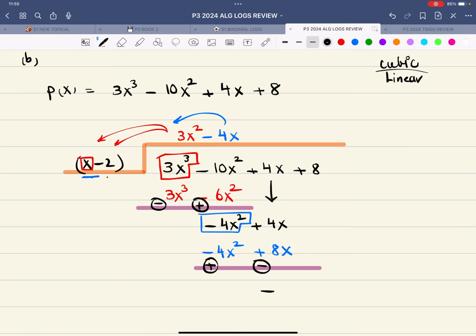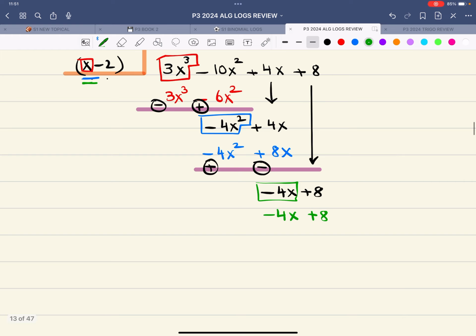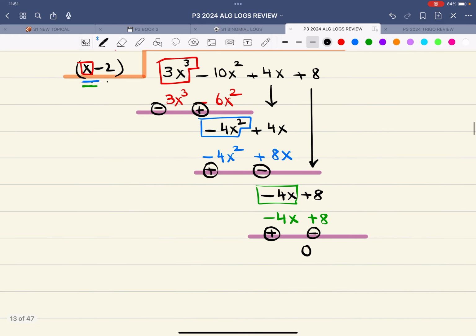So 4 minus 8 is negative 4x, and let's pull this down again. So this is 8 over here, and using a green marker, negative 4x over x is negative 4. That is negative 4x plus 8, and this time definitely the remainder has to be 0. Why it has to be 0? Because it is a factor. So since it's a factor, therefore remainder is 0.